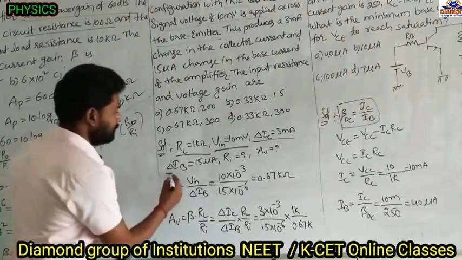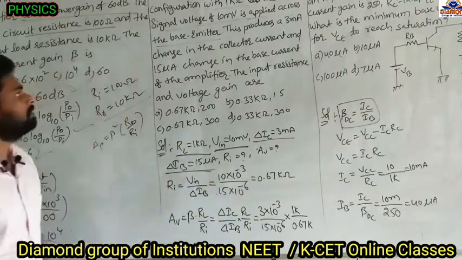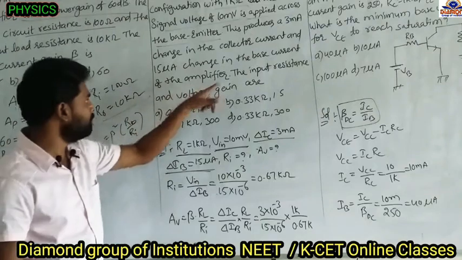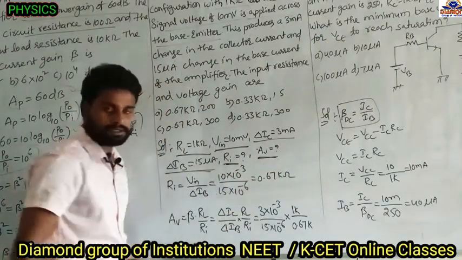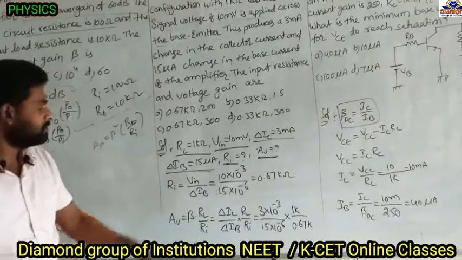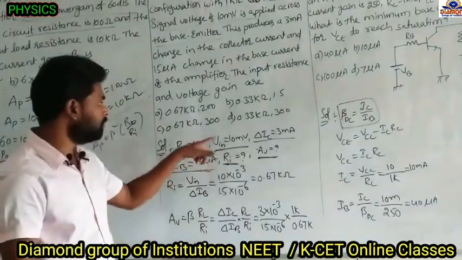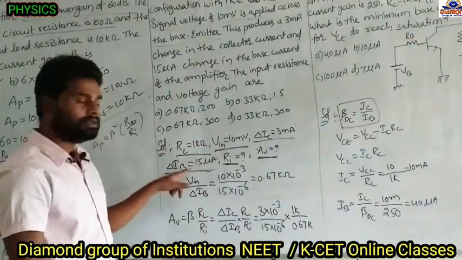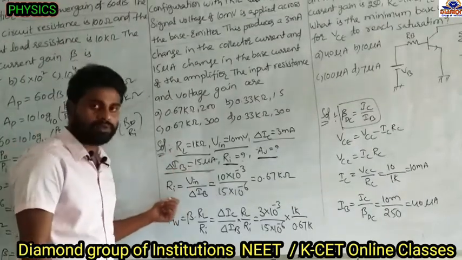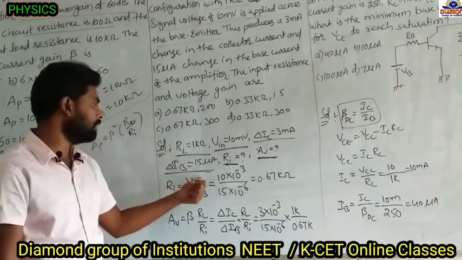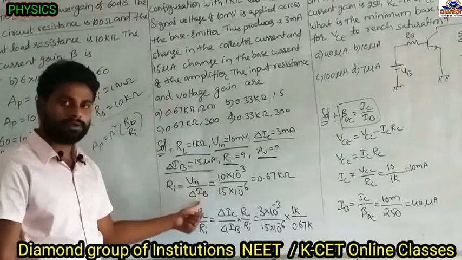Okay, the base current change is 15 microamperes for the amplifier. They are asking for the input resistance and voltage gain. Use the formulas to find it. So we have to find the input resistance now. The change in input voltage and the change in input current we know. So input resistance equals input voltage by input current.